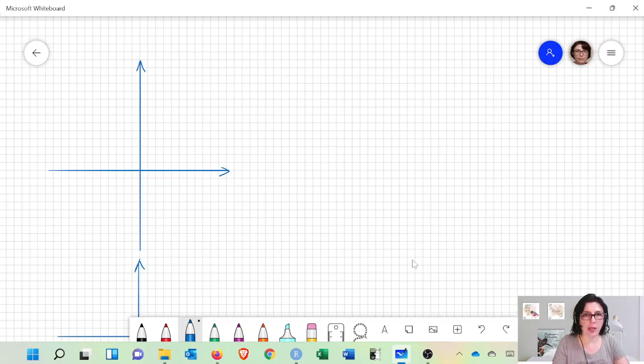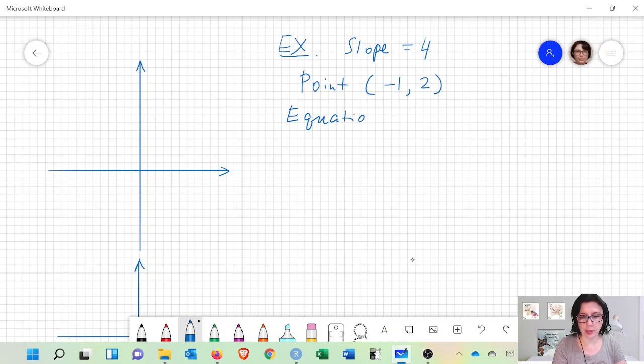Let's talk about what happens if we have a slope. They gave it to us. They said that the slope of the line is 4. And they gave us one point on the line somewhere, only one point. And maybe its coordinates are, let's say, -1 and 2. And then they asked us, what is the equation of the line?